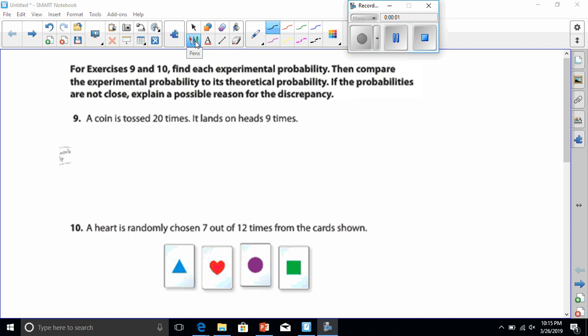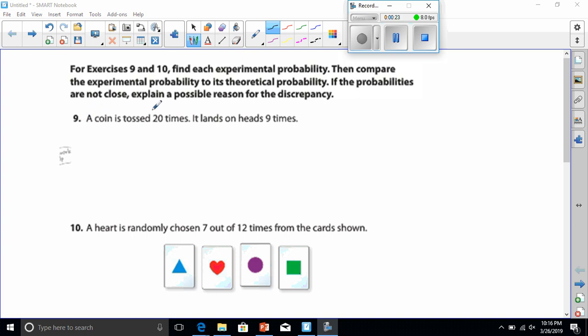All right, today we're going to be talking about experimental and theoretical probability. We know that experimental probability is what happens in the experiment, and theoretical probability is what should happen. So let's look at the first one, number 9.